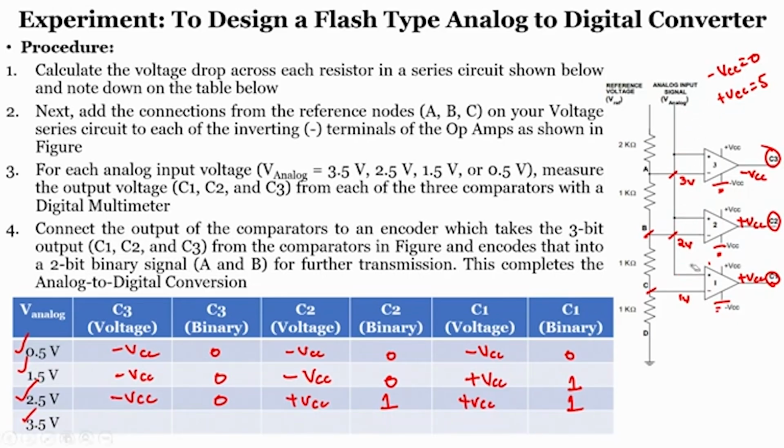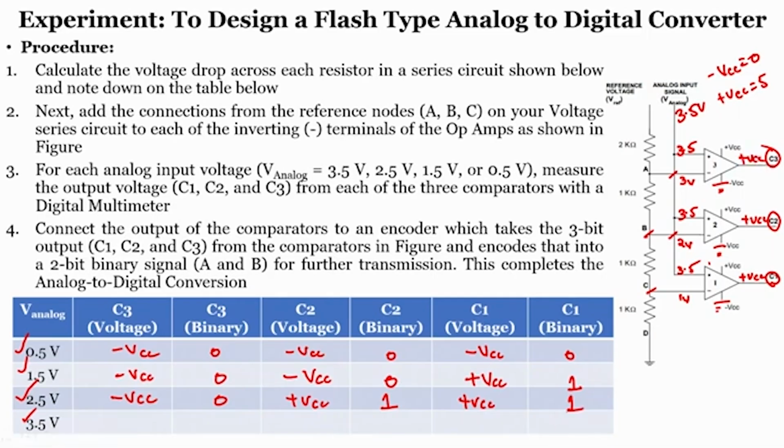For 3.5 volts, if I put 3.5, this will be 3.5 volts, this is also at 3.5 volts, this is also at 3.5 volts, right. So, what will be the output voltages of all the comparators? If you see, the output voltage 3.5 is higher, so this becomes plus VCC, this also plus VCC. And even in comparator 3, the positive terminal voltage is higher, so this will also be plus VCC.